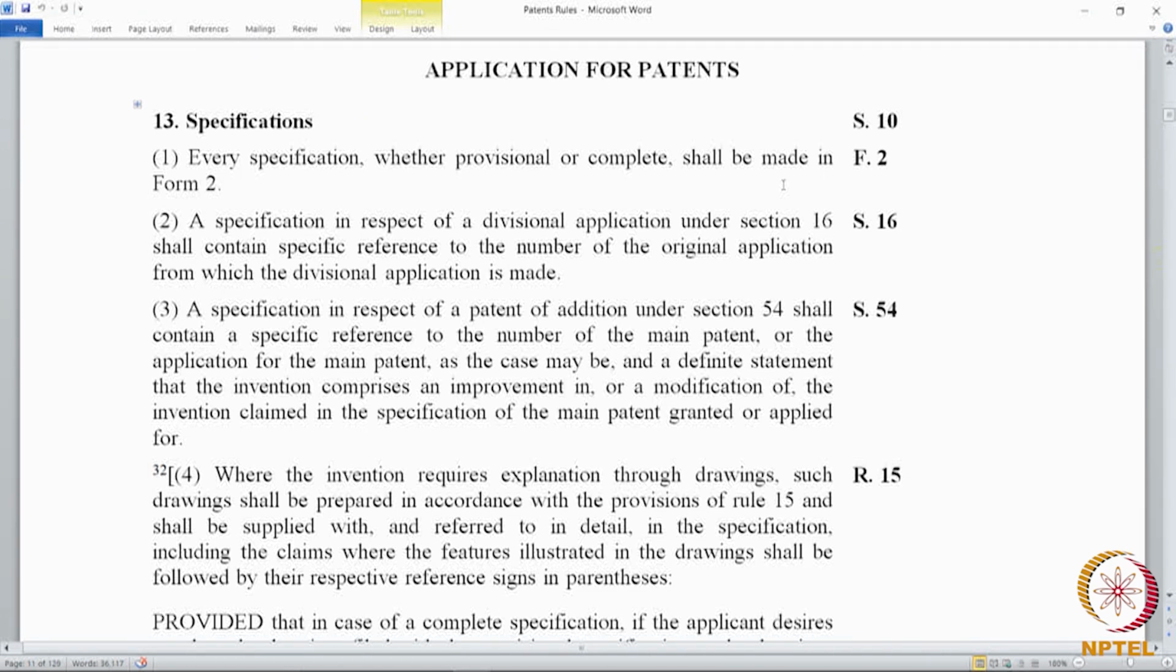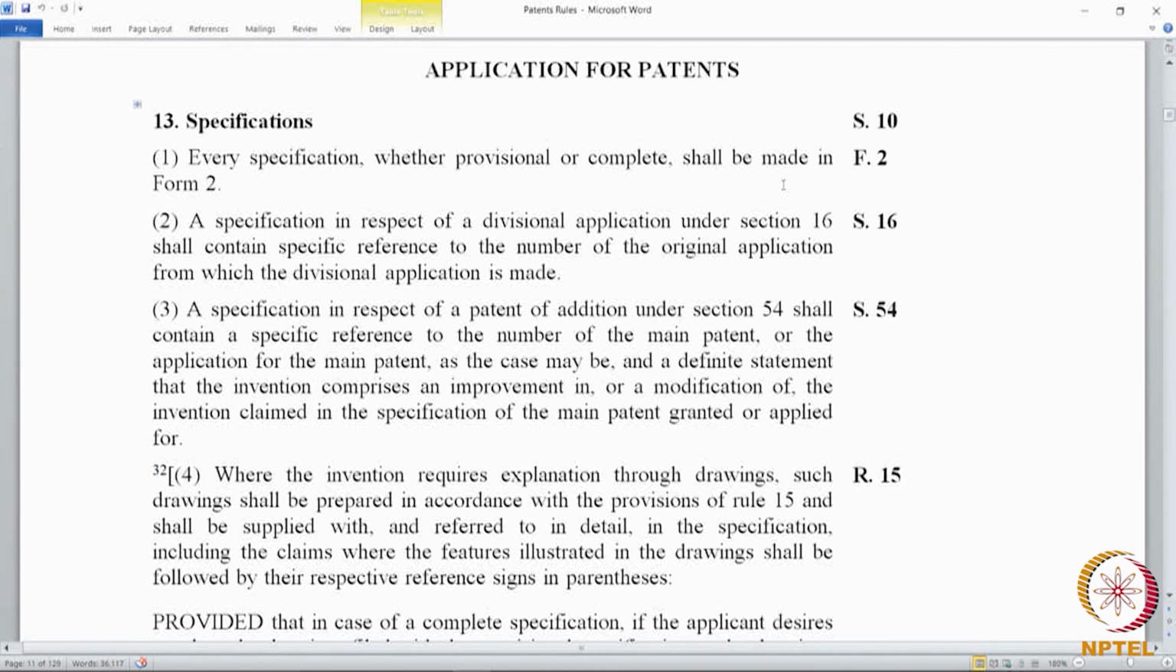A divisional application is where an application has more than one invention claimed, and the patent office either requires the applicant to divide the application into two or more separate inventions, or the applicant voluntarily divides the invention into two or more applications, because there are two or more inventions in it. Now, in such cases, the latter specification will have a cross reference to the specific number of the original application. It's just to show that the divided application came from an original application.